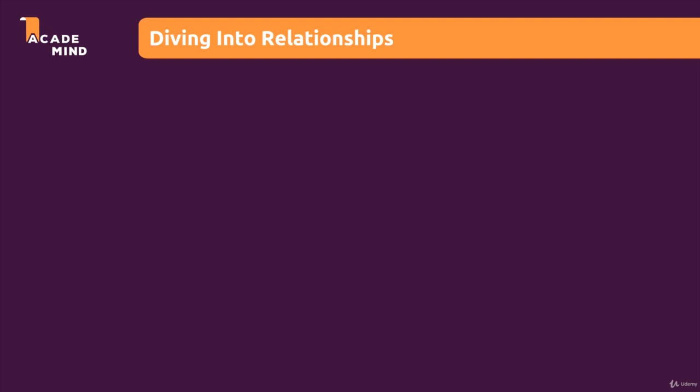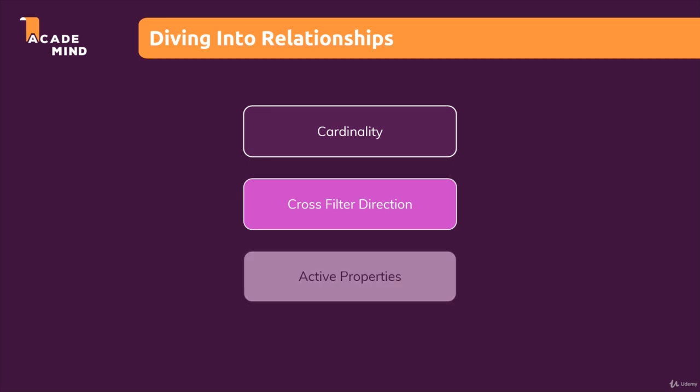We saw the basics behind our relationships, but there are three concepts we didn't explore so far: cardinality, cross-filter direction, and active properties. Let's focus on cardinality first, and let's simplify this term a bit by simply referring to it as, well, relationship type. Specifically, we have three different relationship types in Power BI Desktop, and we'll have a look at all three of these now step by step.